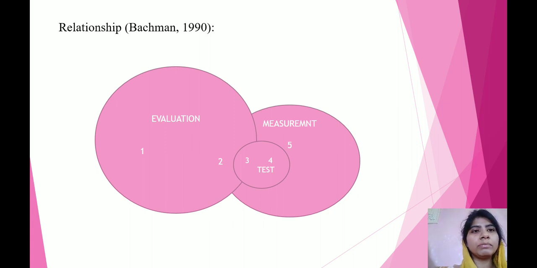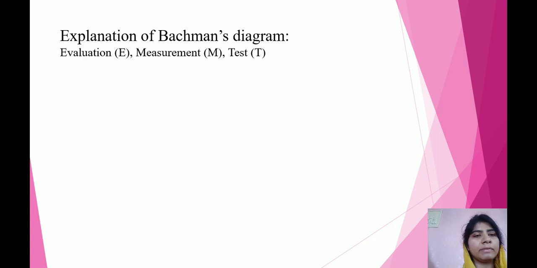Area 1 actually denotes the evaluation part only, only evaluation. Area 2 is evaluation and measurement. Area 3 is all the three actually: evaluation, test and measurement. Area 4 is test and measurement, evaluation is not there. And area 5 is only measurement. What does this area denote? I've explained it in my next slide.